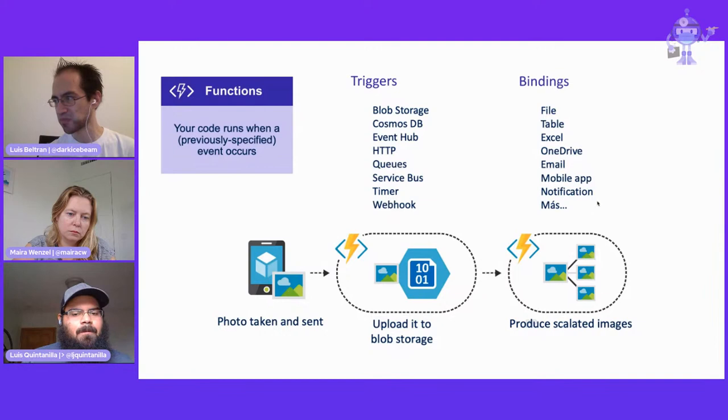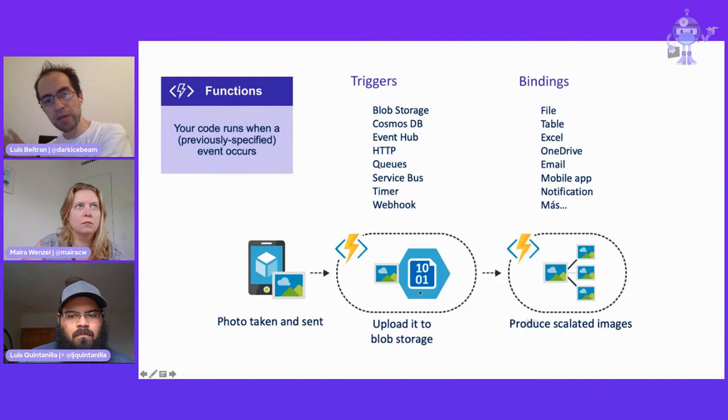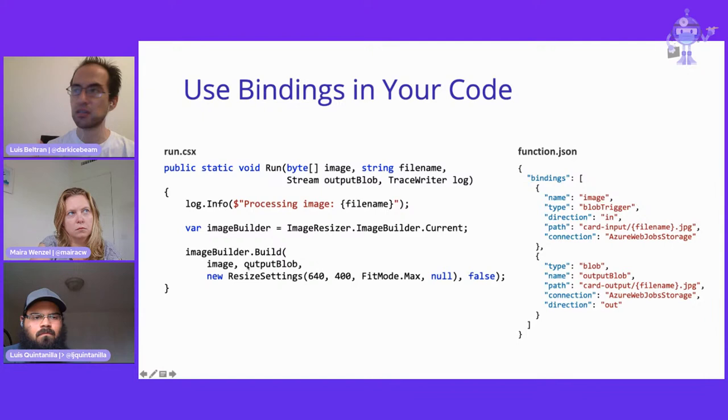So we can create an automation of this process. As developers, we only worry about storing the picture to blob storage. Another part of the process automatically will produce the scaled images. And you can use these bindings in your code. As you can see, the code can be really short. Here you don't see anything that looks like a blob storage SDK. You just worry about your file name or maybe your stream, your picture, and you produce the different versions.